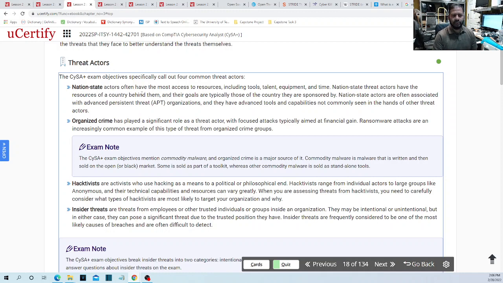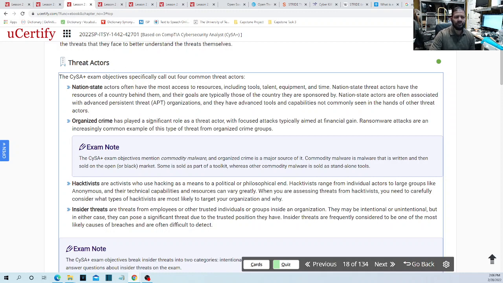And so what they do, they work for the government and they hack into other governments or whatever other entity the government wants to be hacked, the enemy websites or enemy infrastructure. So these are called nation state actors.